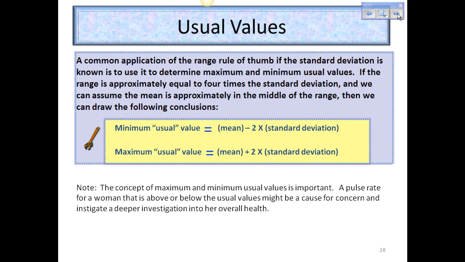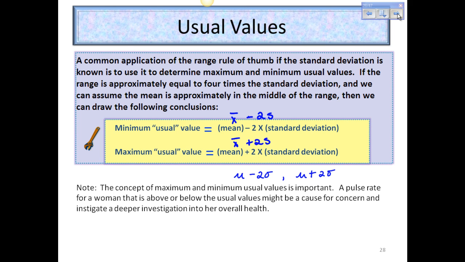Now in notation, that would be x bar minus 2 times s, or x bar plus 2 times s, and that is for sample mean and standard deviation. If you want to write that for population mean and population standard deviation, mean is mu and standard deviation is sigma. So mu minus 2 times sigma is the minimum, and for the maximum, mu plus 2 times the standard deviation, which is sigma.